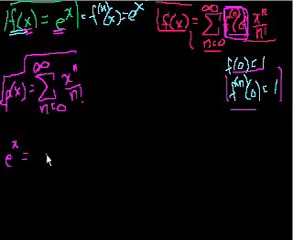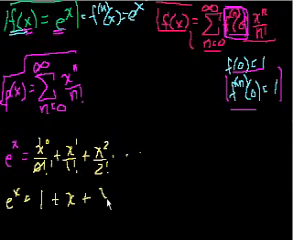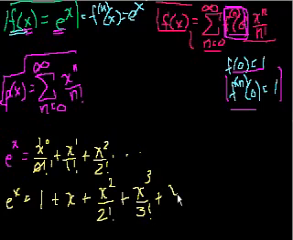Well, it's x to the 0 over 0 factorial plus x to the 1 over 1 factorial plus x squared over 2 factorial, and you keep going. And of course, e to the x is equal to, x to the 0 is 1, 0 factorial, I said in the last video, is 1, so it's 1 plus x plus x squared over 2 factorial plus x to the third over 3 factorial plus x to the fourth over 4 factorial, and you just keep going on forever. And that's e to the x.